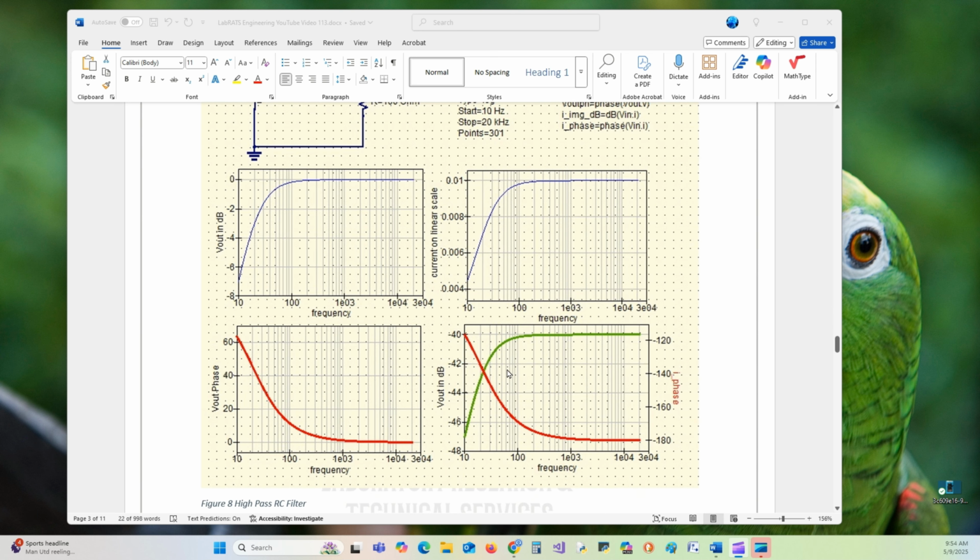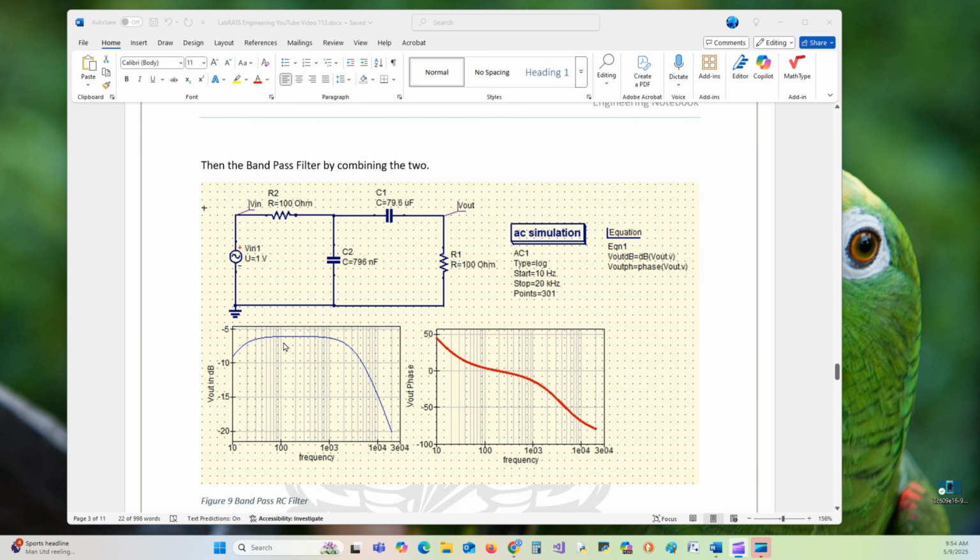The reason why this is 6 dB down from right here, exactly 6 dB down, is because it is a half power point for voltage. It's the half voltage point. 3 dB is for power, 6 dB is for voltage. So that's why that's there. And so we can see that from 20 hertz to 20 kHz, it goes a little bit further, but it didn't quite make it to 20 kHz, but it's very close.